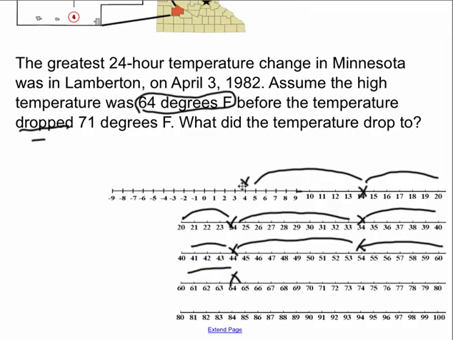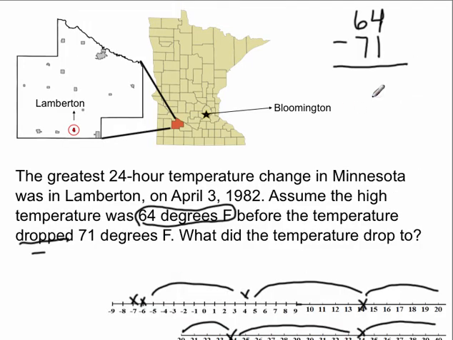I'm going to count 10 more. 1, 2, 3, 4, 5, 6, 7, 8, 9, 10. It's going to put me at 70. So notice that my 4 minus 10 got me to -6. That's 70. Now I need one more. So my final answer, what the temperature dropped to, would be -7. Yikes, that's cold.